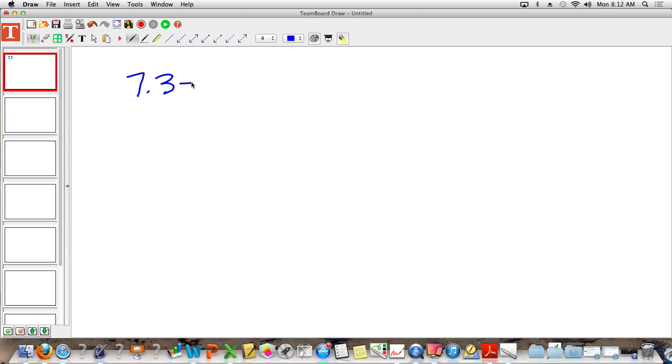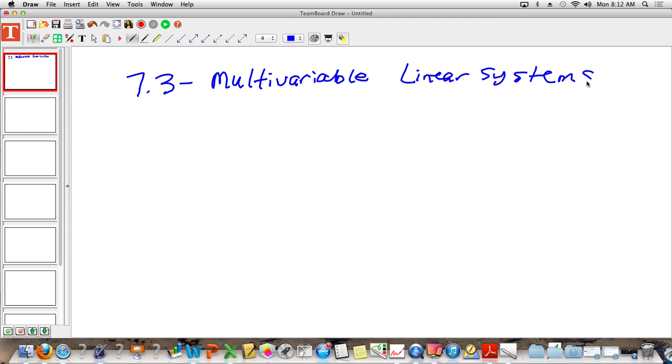Alright, we are going to start section 7.3 today on multivariable linear systems. So up until now, everything that you've had to do has been with an x and a y, just an x and a y. But now what we're going to do is introduce a third variable. And what I'm going to show you, this first process, is very, very simple.